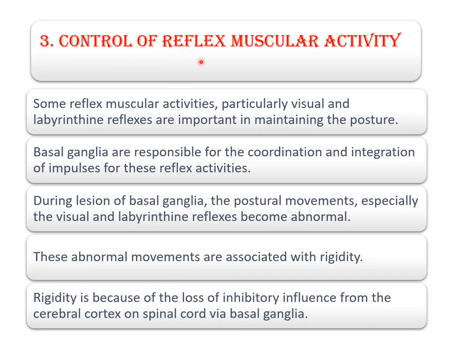Then the control of reflex muscular activity. Some reflex muscular activities, particularly visual and labyrinthine reflexes, are important in maintaining the posture. Basal ganglia are responsible for the coordination and integration of the impulses for these reflex activities. During a lesion of the basal ganglia, the postural movements, especially the visual and labyrinthine reflexes, become abnormal. And these abnormal movements are associated with rigidity. Rigidity is because of the loss of the inhibitory influences from the cerebral cortex on the spinal cord via basal ganglia.